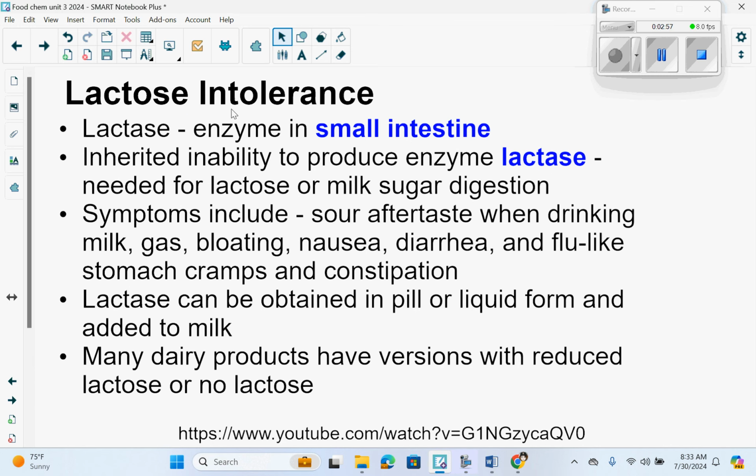Lactose intolerance. Lactase is an enzyme that you have in your small intestine. Lactose intolerance is an inherited inability to produce the enzyme lactase. Now you need lactase for lactose or milk sugar digestion. So if you are lactose intolerant, some of your symptoms would include a sour aftertaste when drinking milk, gas, bloating, nausea, diarrhea, and flu-like stomach cramps and constipation.